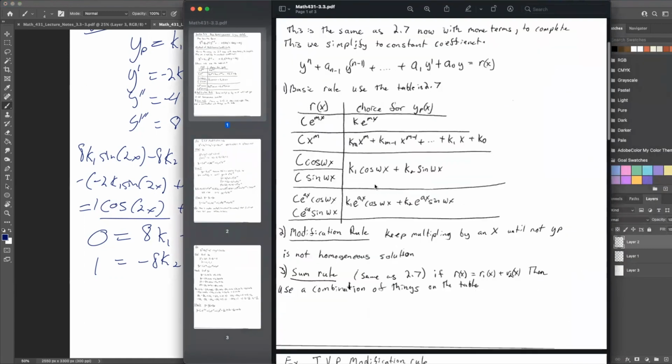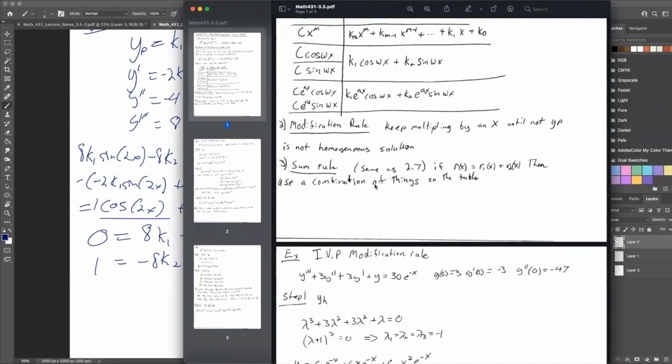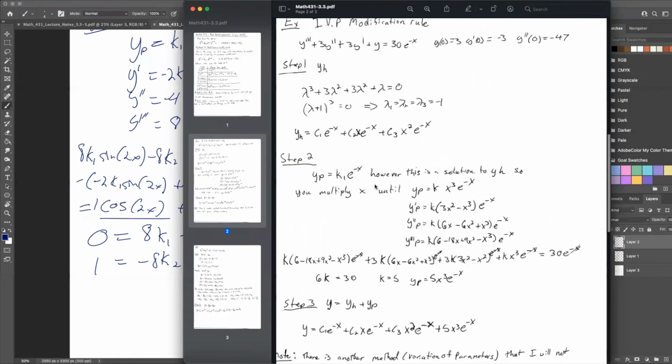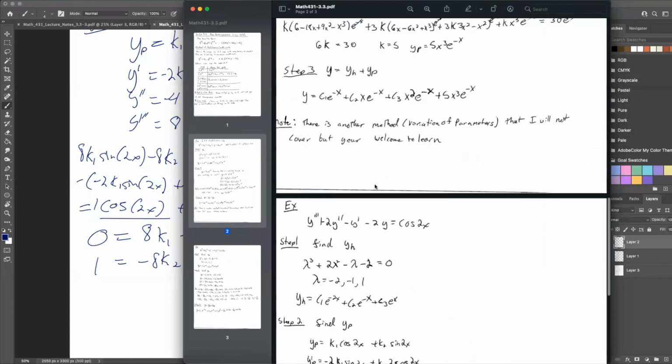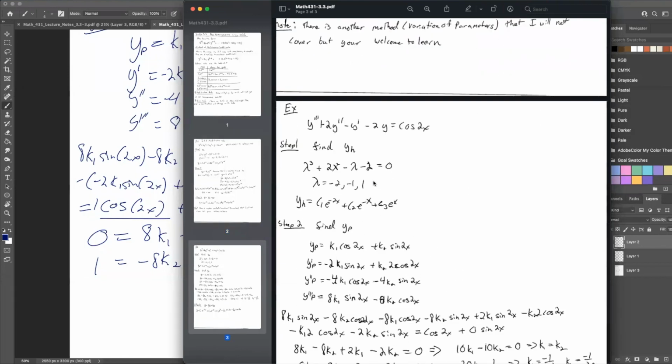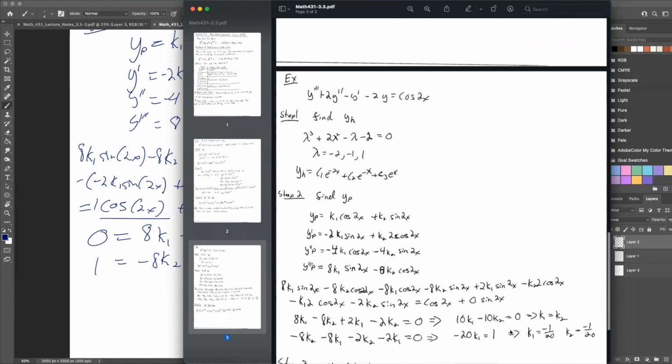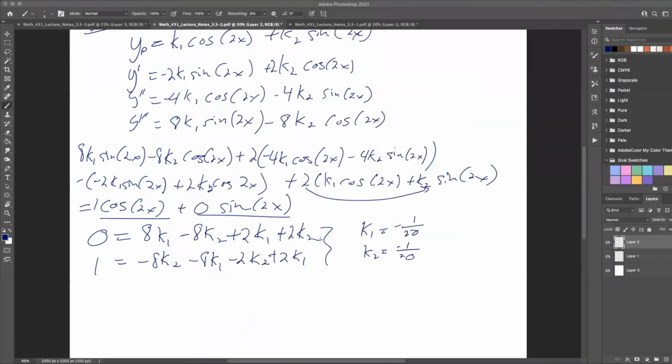So, yep. Modification rule, all this other stuff. There's one more typo. That should be negative. Then all this works out the way you think it would work out. Sorry about that, guys.